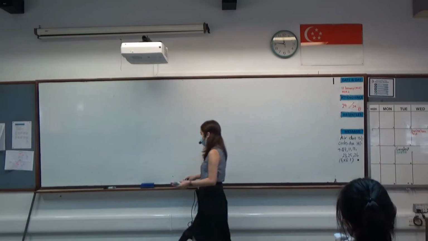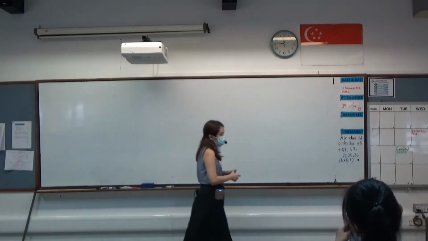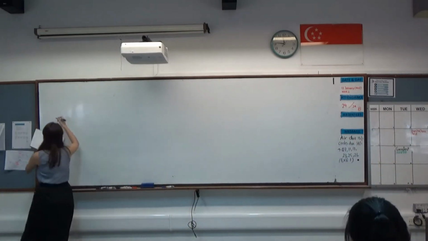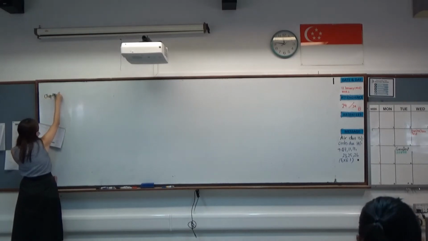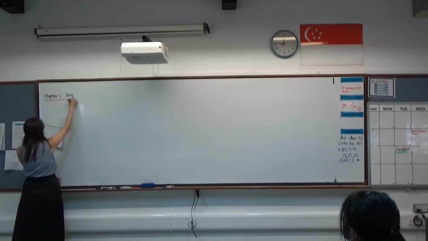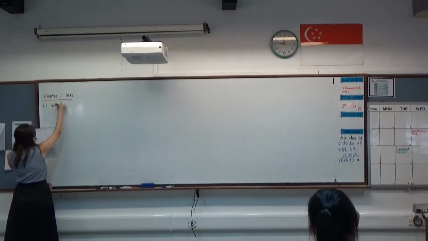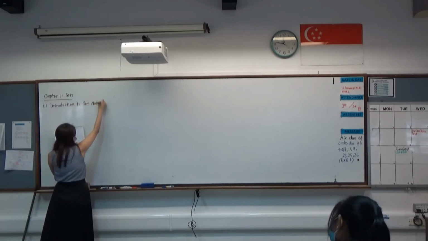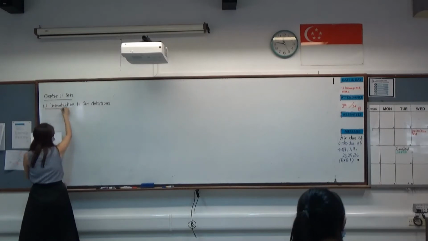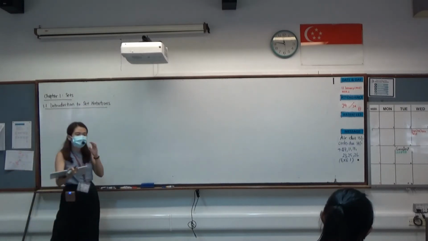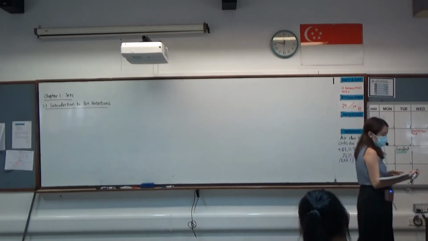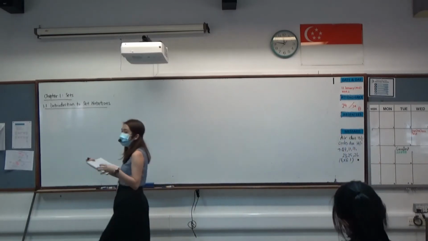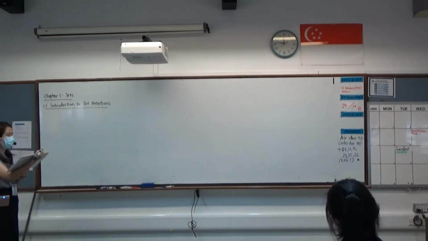We're looking at a new chapter, chapter 1 on sets. It's a lot of notations. For a set itself, it needs to be something. It is used to describe any collection of things that is well defined and distinct.